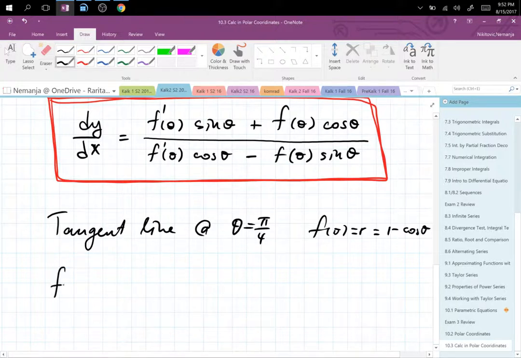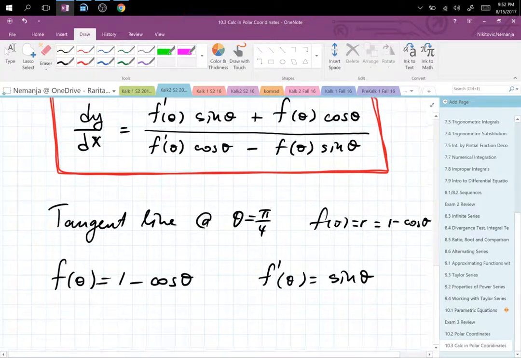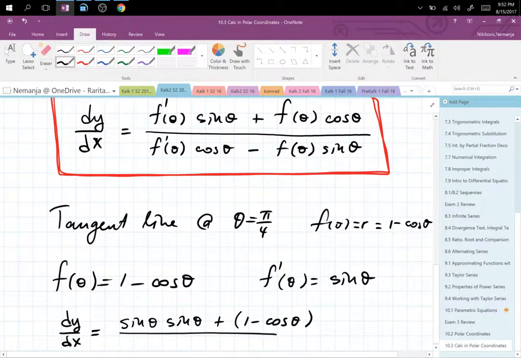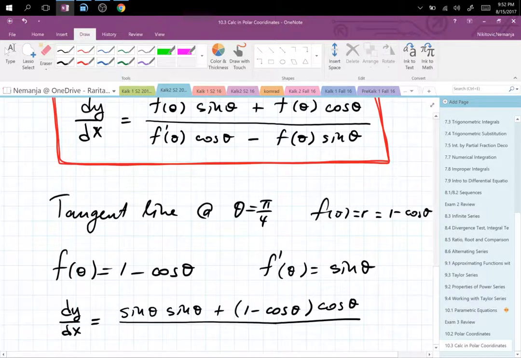So you have that f of theta is 1 minus cosine theta, and you need f prime of theta, which is sine theta. dy/dx is equal to f prime, which is sine theta, times another sine theta, plus 1 minus cosine theta times cosine theta. I am plugging everything into the formula above: f prime for f prime, f of theta for f of theta. And then we'll plug in pi over 4 eventually.